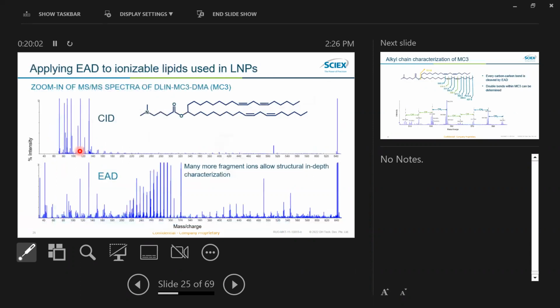All right, so we acquired an ionizable lipid here. This is just a raw material, this MC3 ionizable lipid from the Onpattro drug from Alnylam. This is a comparison of a CID-based fragment spectrum on top and an EAD fragment spectrum on the bottom. Just at first glance, you can see that the EAD fragment spectrum is providing a lot more fragment ions, a lot more information that could be used for structural elucidation of the species.